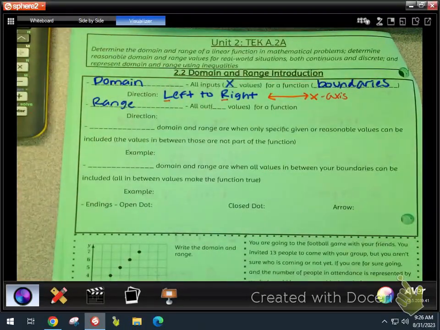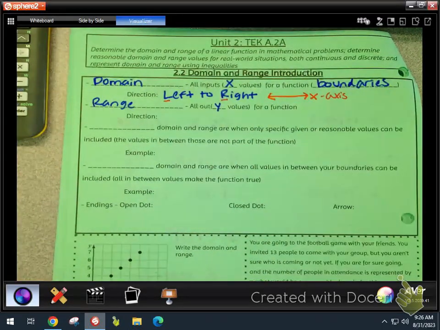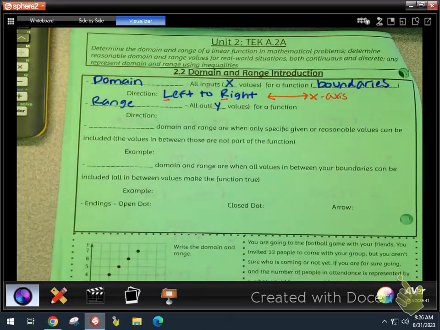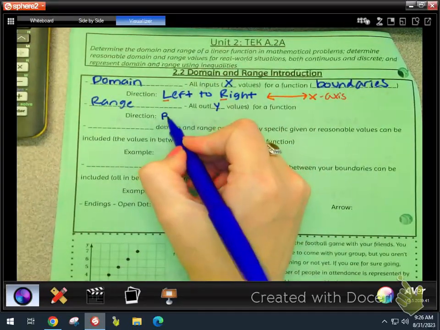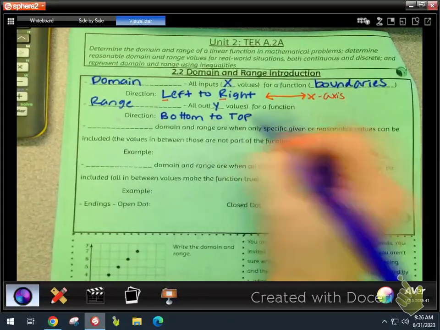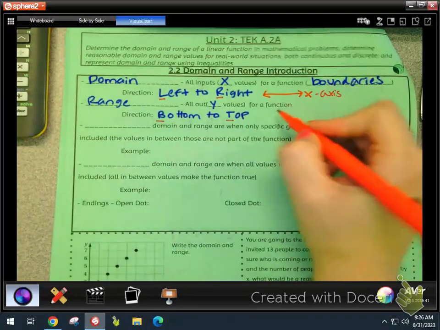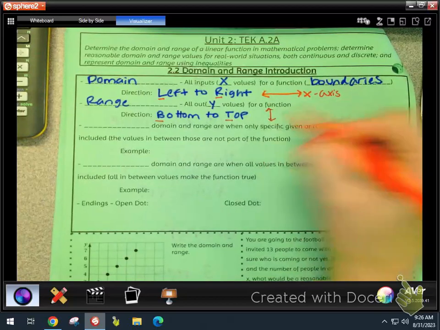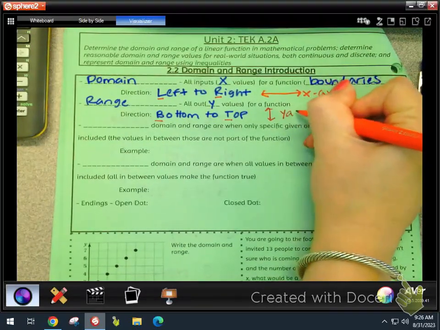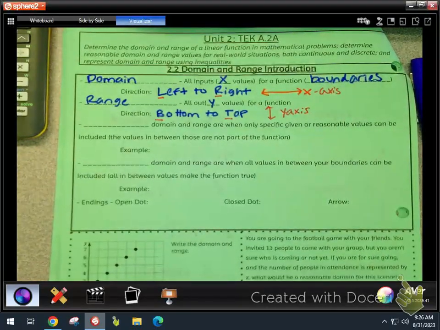Range, it's a very similar idea. It's still your boundaries, but it's your vertical boundaries. It's talking about what y values are going on in the function, and the direction is bottom to top. Bottom to top. Okay, and you're looking at your vertical ones, your y-axis. And you've got to go in the correct order.